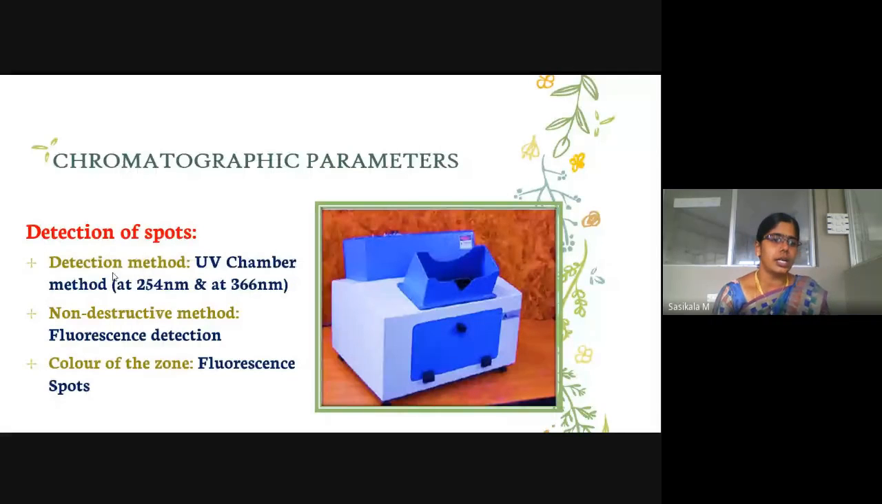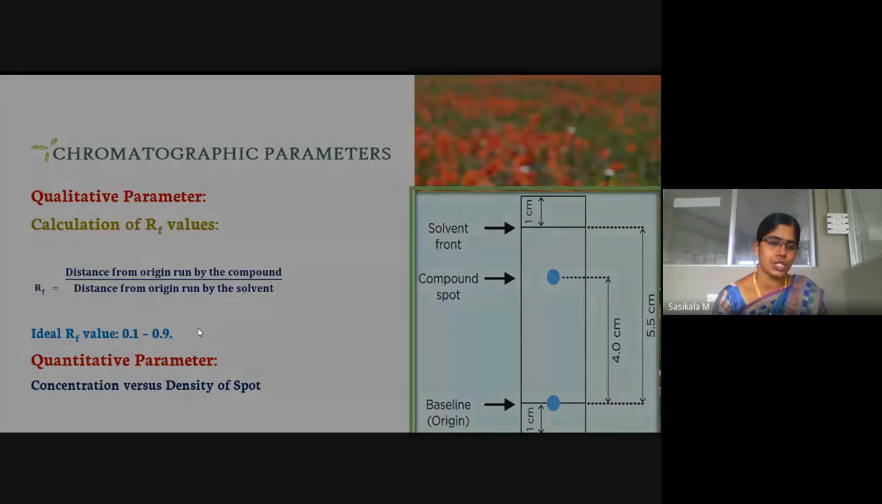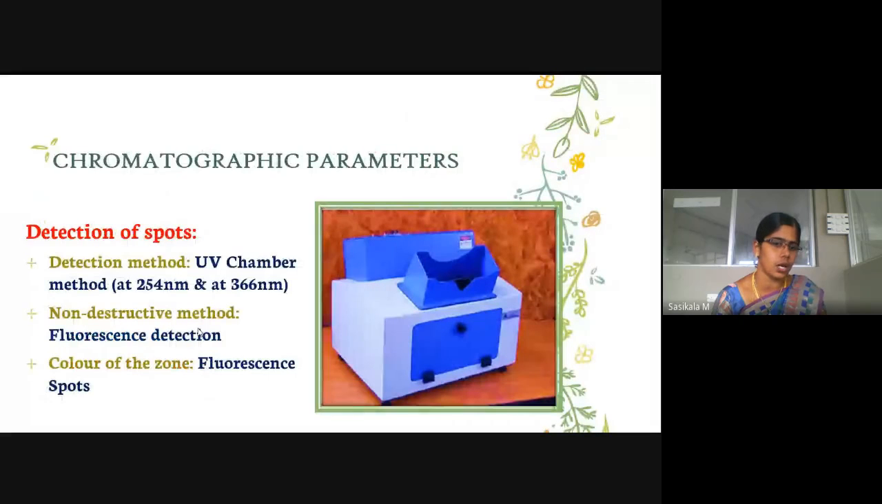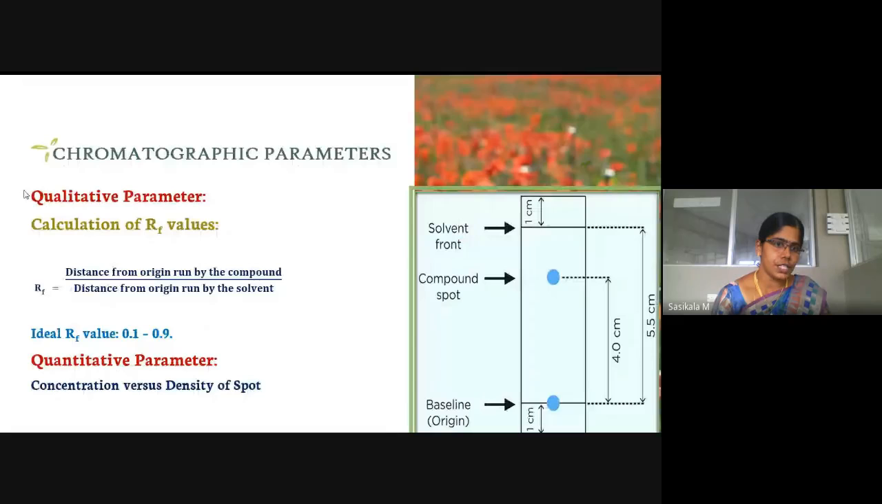Then detection. In TLC we can use the reagent method, destructive or non-destructive. Since TLC is only for identification, but here we are going for isolation, we cannot destroy the sample. So we go with the non-destructive method, that is the fluorescence detection method. The shorter wavelength is 254 nanometer, the longer wavelength is 366 nanometer. Then identification parameters: the qualitative parameter is the Rf value, and the ideal Rf value is below 1, in fractions, 0.1 to 0.9.